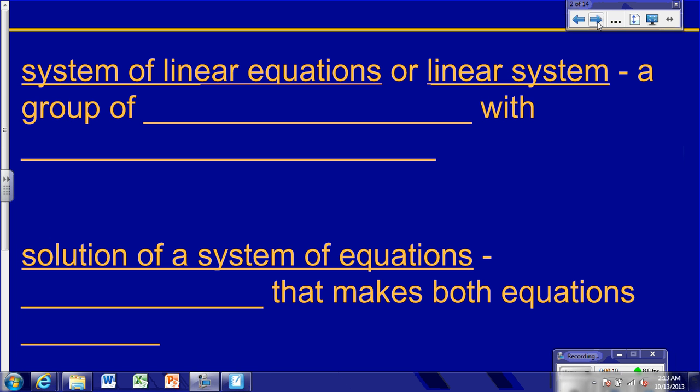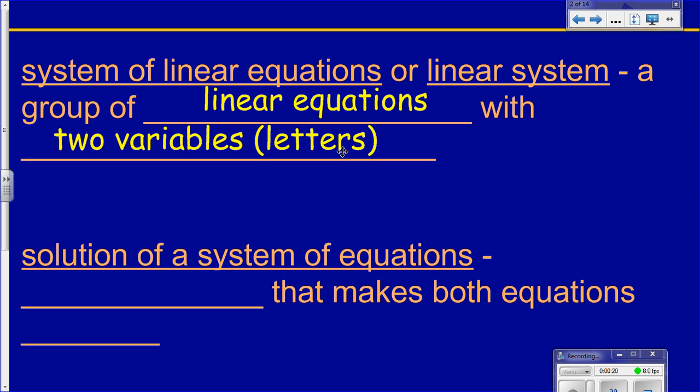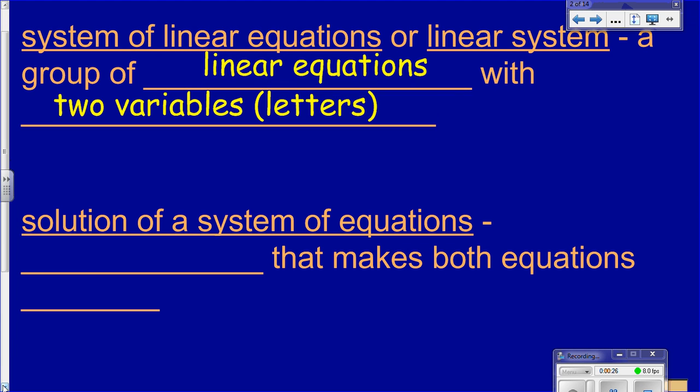A system of linear equations, or a linear system, is a group of linear equations with two variables. A solution to a system of equations is an ordered pair that makes both equations true.